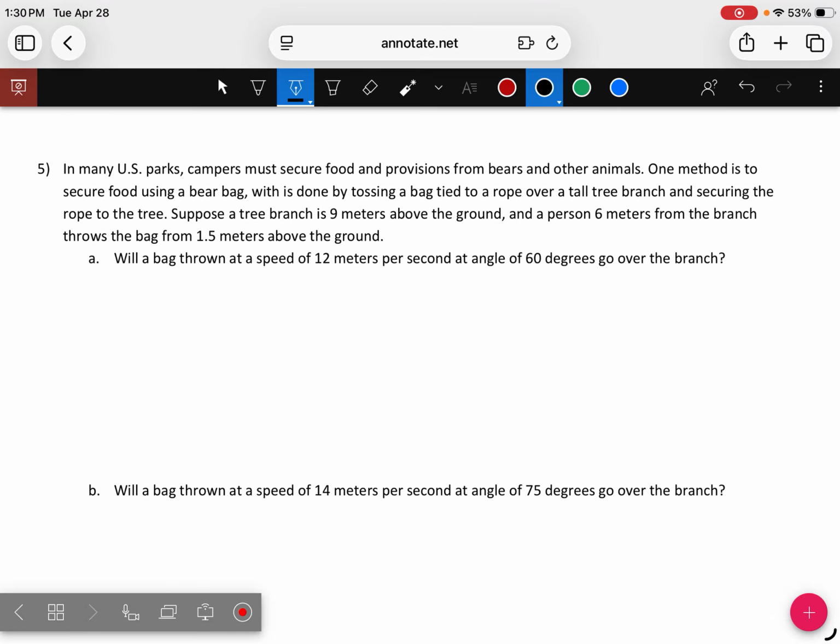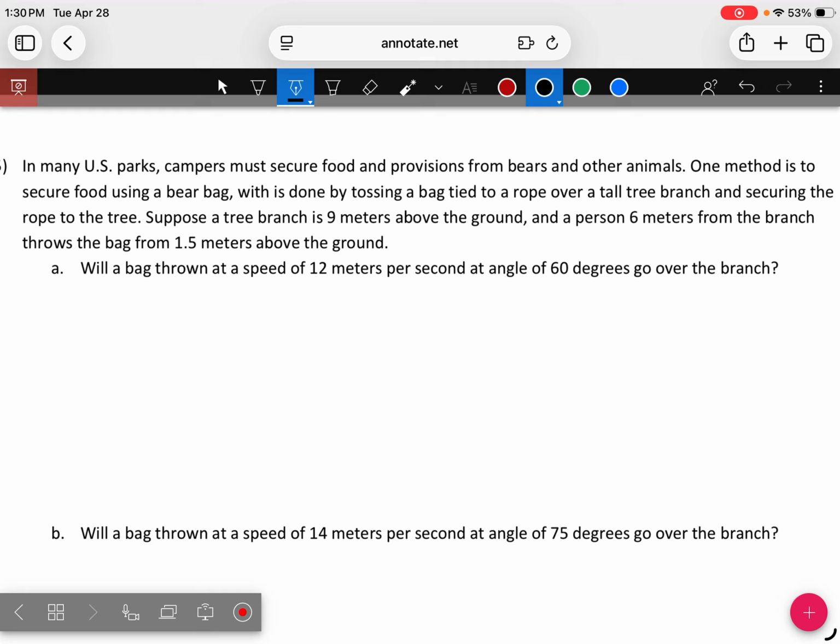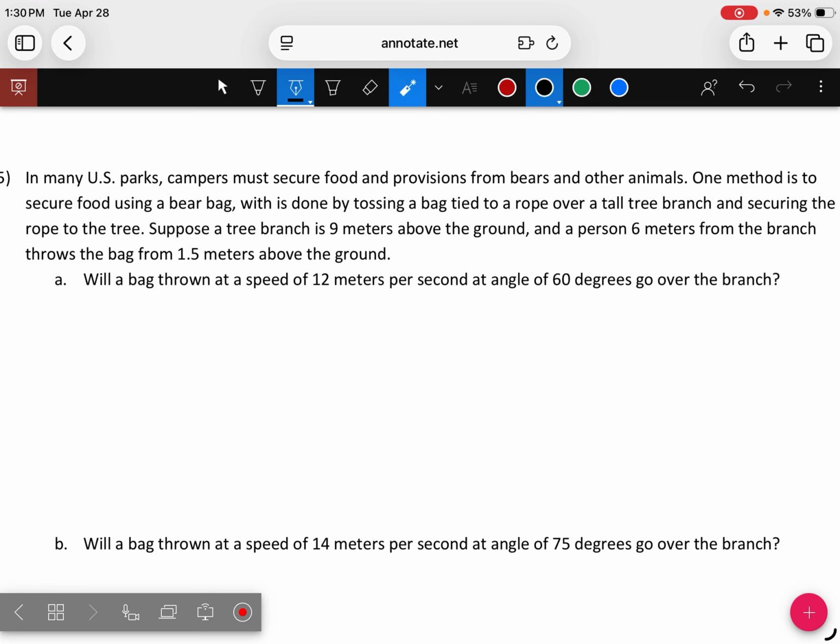Okay, it says, in many U.S. parks, campers must secure food and provisions from bears and other animals. One method is to secure the food using a bear bag, which is done by tossing a bag tied to a rope over a tree branch. Suppose the branch is 9 meters above the ground and the person is 6 meters from the branch. That's important. And they throw the bag from 1.5 meters above the ground. This is the first time where the initial height isn't 0. When they threw it, it was already at 1.5 meters.